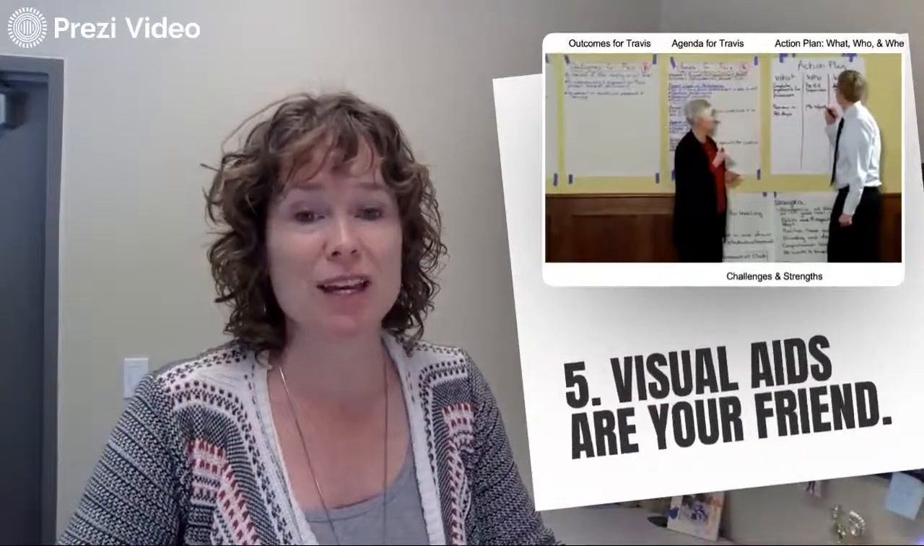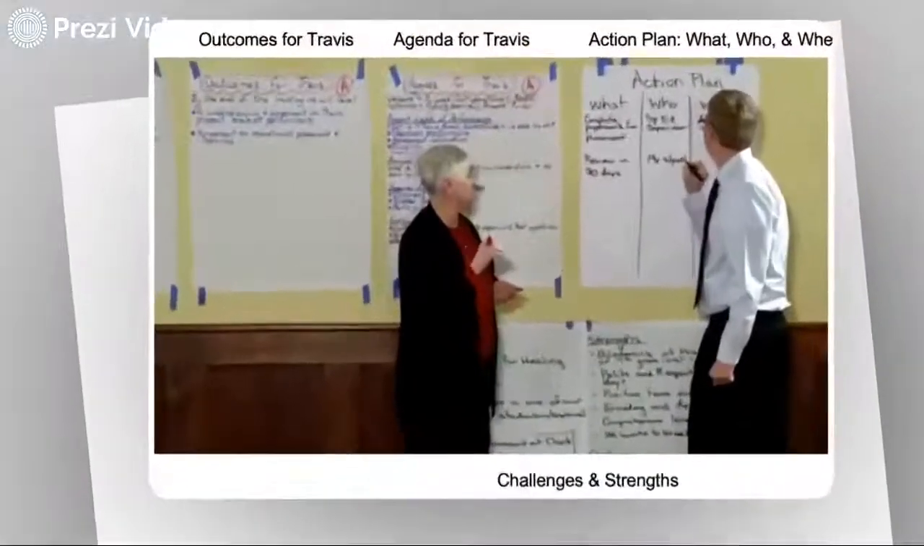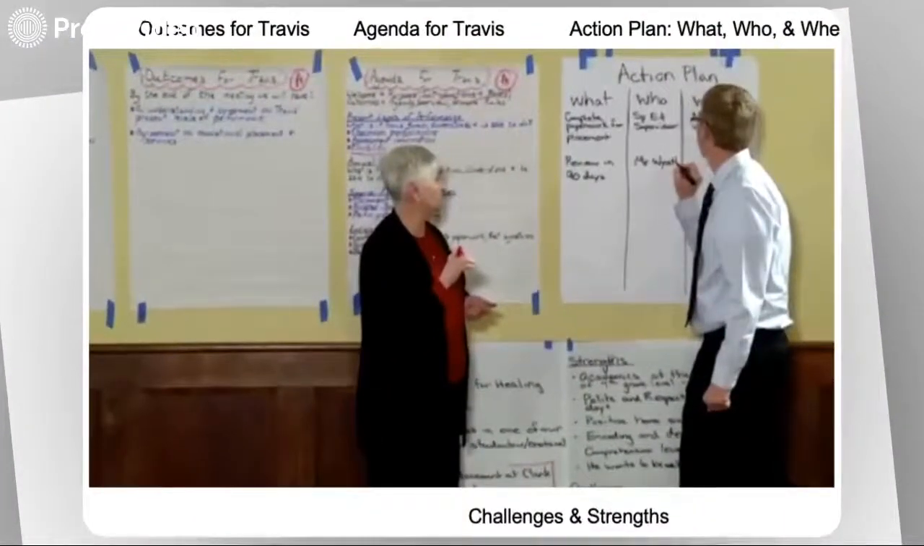And once again, visual aids are your friend. Here we have 2 folks. One is the meeting facilitator and the other one is the note taker as they're taking notes on the posters. You could also have another note taker who's taking notes in SACE. So on the left, we have outcomes for Travis. In the middle, we have the agenda for the student.